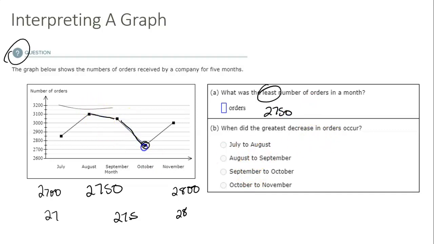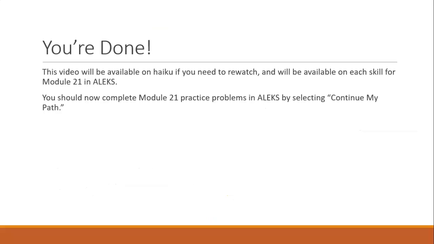The greatest decrease in orders occurred... There's a decrease and there's a decrease. This one's the steeper slope. So that greatest decrease occurred from September to October. And that's it. You're done.